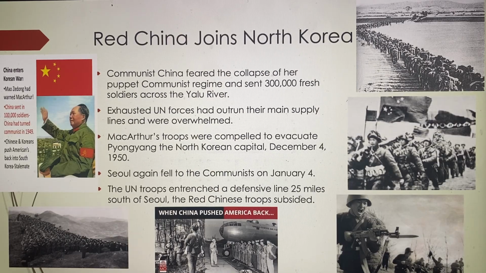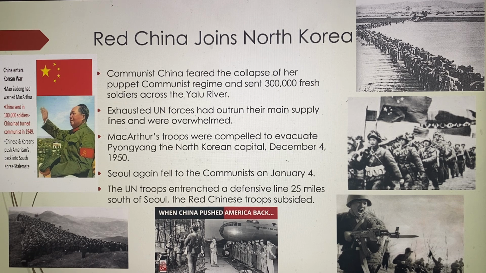Red China joins North Korea. Here's Red China's troops coming in to join North Korea and help fight their battle. So Communist China feared the collapse of her puppet communist regime and sent 300,000 fresh soldiers across the Yalu River. So exhausted United Nations forces had outrun their main supply lines, and they were overwhelmed. All these fresh 300,000 soldiers of China coming in, from Red China, Communist China.